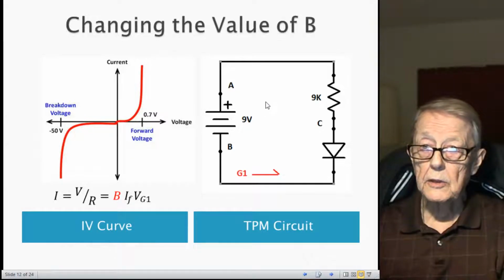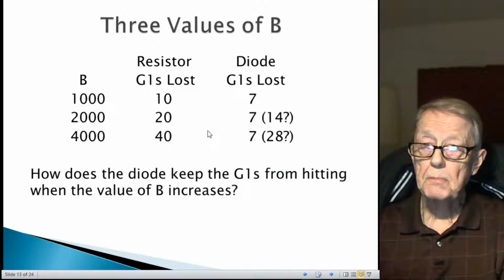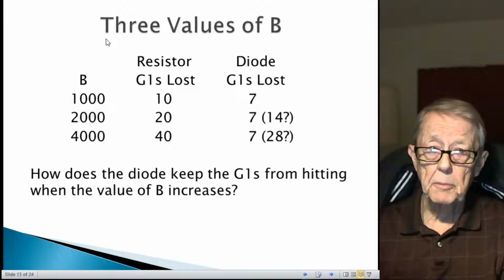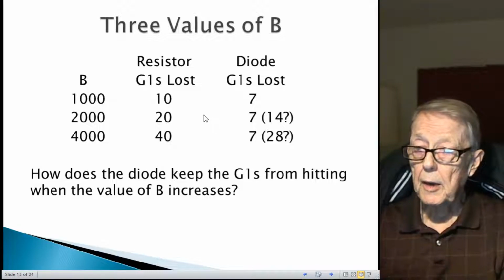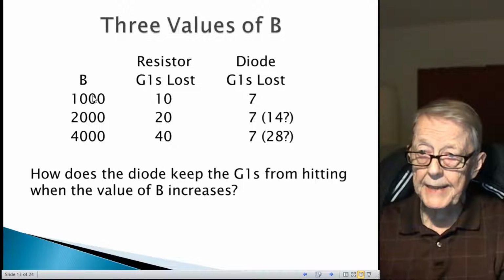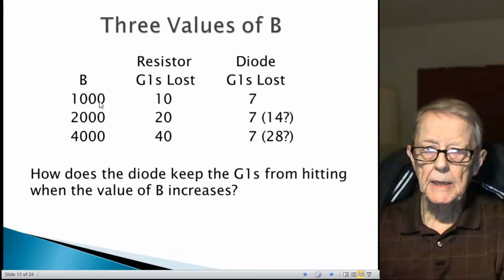And I'm going to increase it. It's going to start out low and have more and then more. And so here's the chart showing that. This isn't specifically about the circuit. It's about an individual resistor and an individual diode, and what you might expect to happen by using the IV curves. So let's start out with a 9K resistor, 1,000 G1s. And both of these are arbitrary numbers.